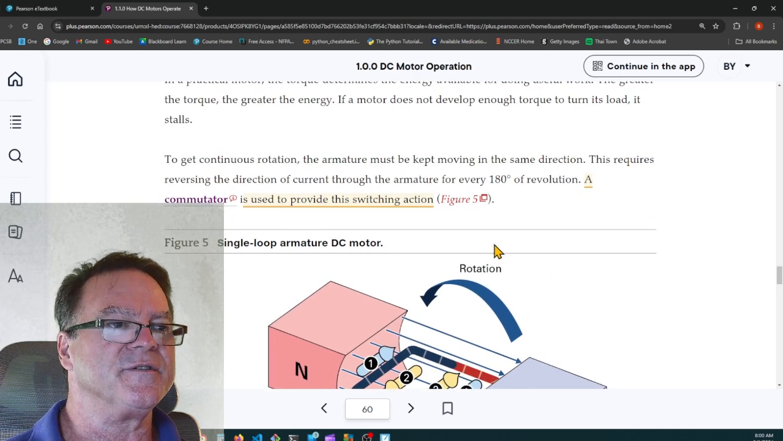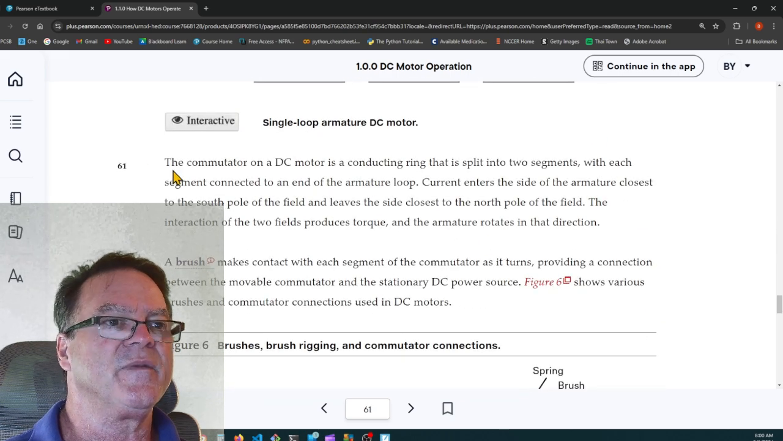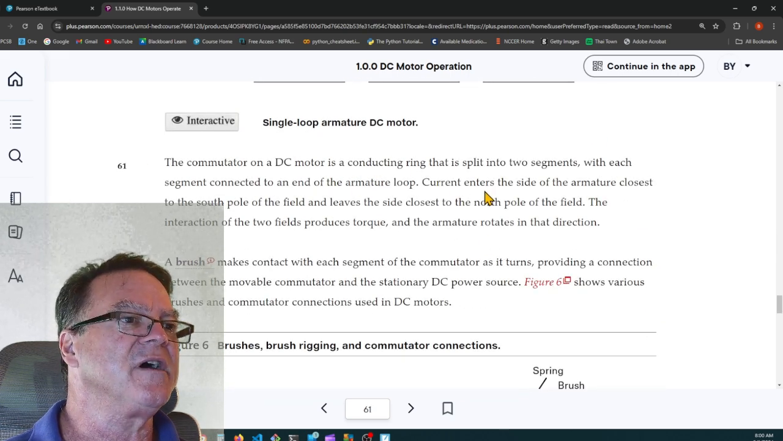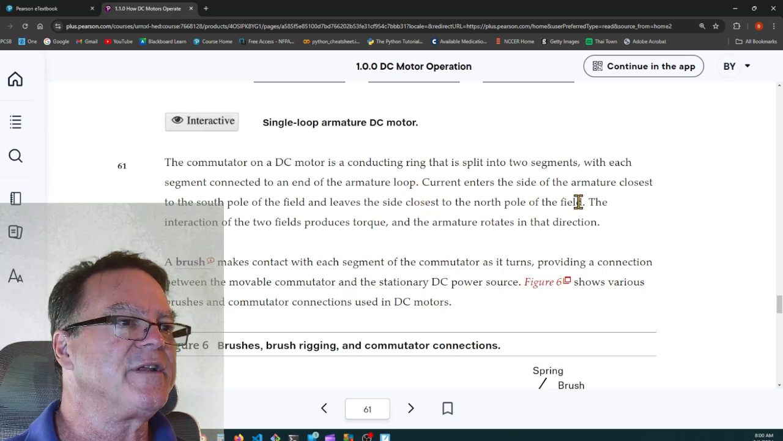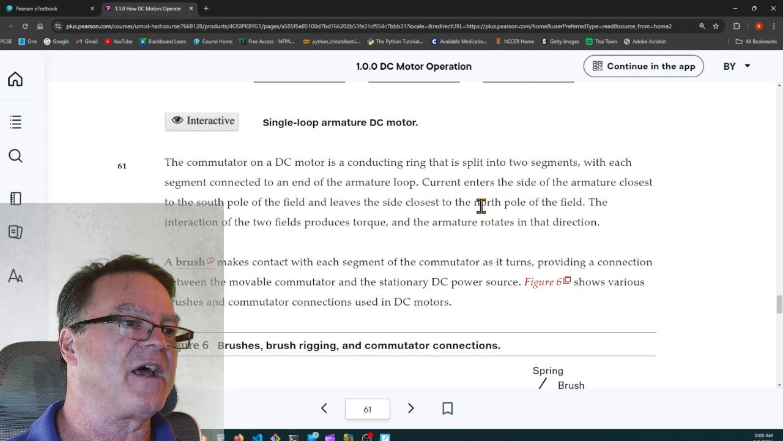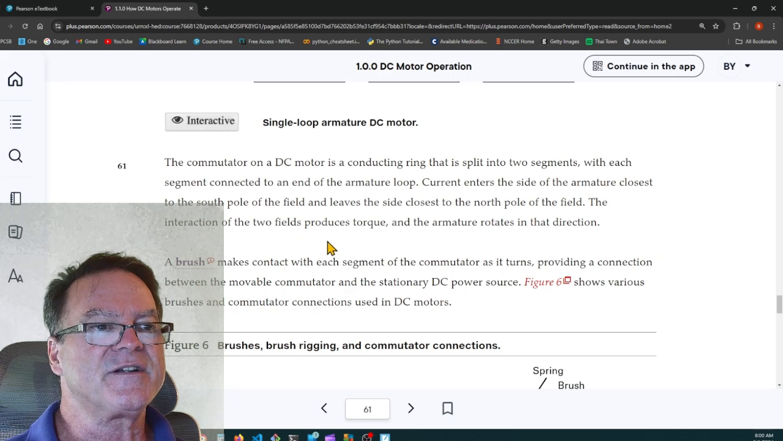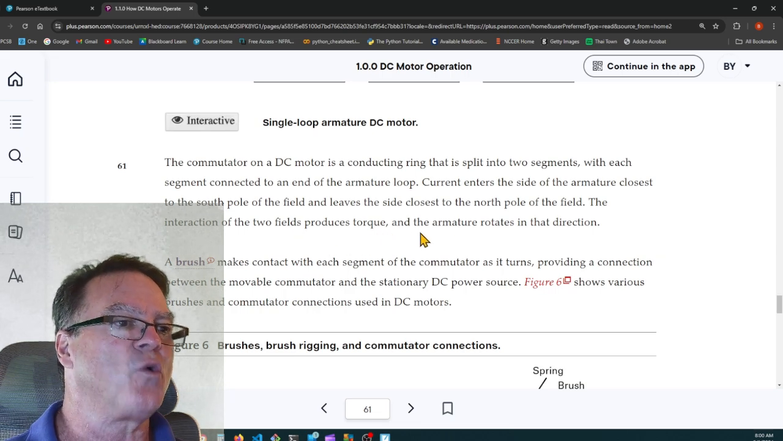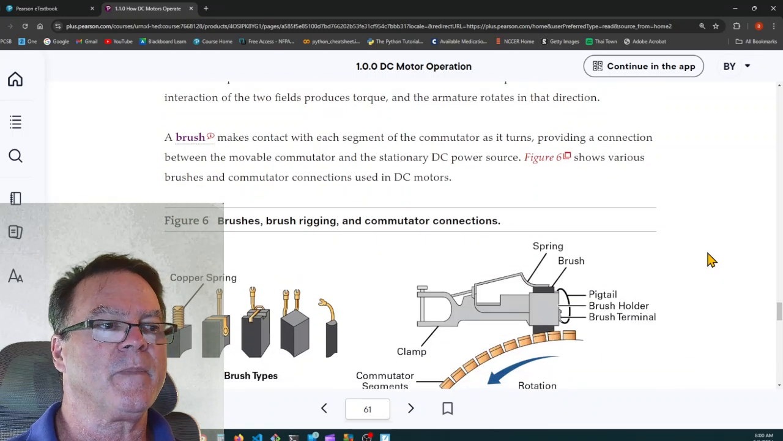So, the commutator is used to provide this switching action. It changes it. A commutator on a DC motor is a conducting ring that's split into two segments or more, with each segment connected to the end of an armature loop. Current enters the side of the armature closest to the south pole of the field and leaves the side closest to the north pole of the field. The interaction of the two fields produces torque, and the armature rotates in that direction.